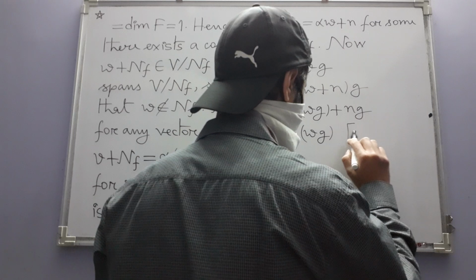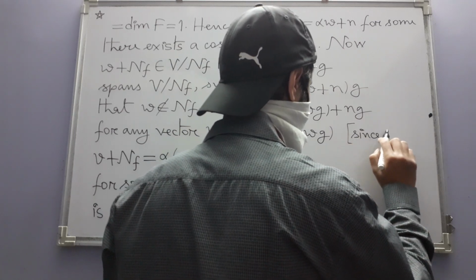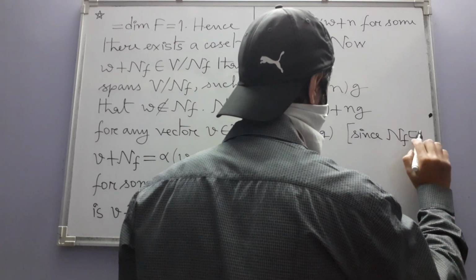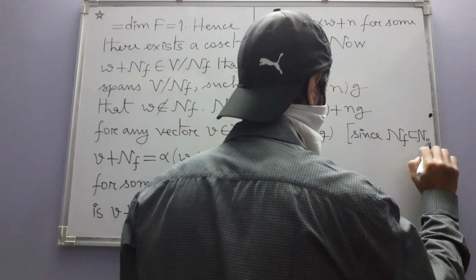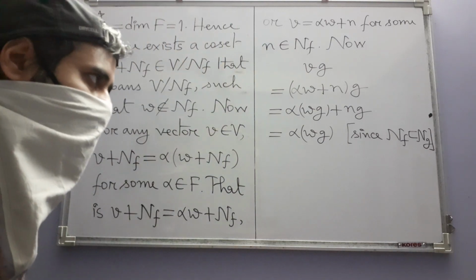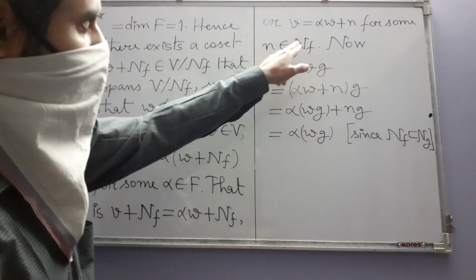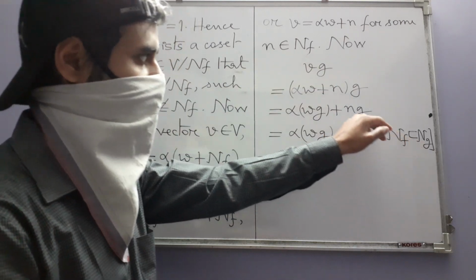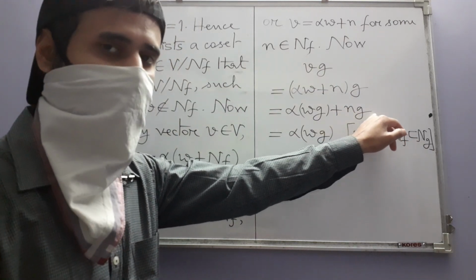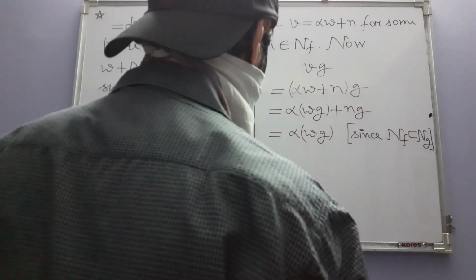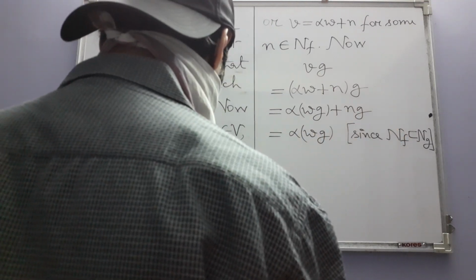You write, since N_f is contained in N_g, our hypothesis expressed in terms of kernels. Because we are choosing n from N_f, n will also be in N_g, so n will be annihilated by g as well. So we have only alpha times w_g.